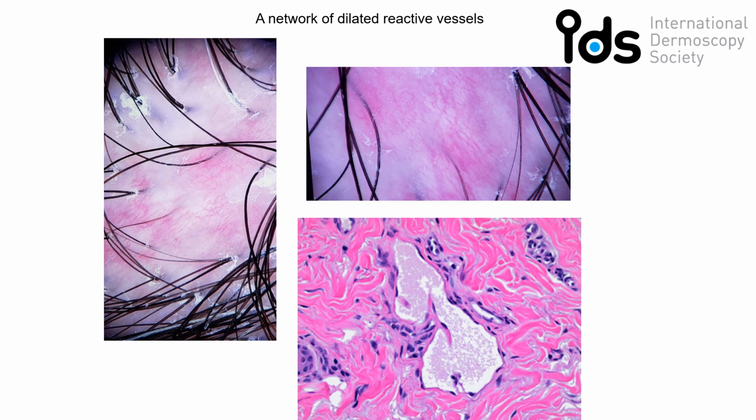Sometimes we see in lichen planopilaris these smooth patches that show peripilar casts, not so many, but they have this diffuse dilated reactive vessels forming a network. And you see on biopsy, they correspond to these dilated vessels with some activated endothelial cells.